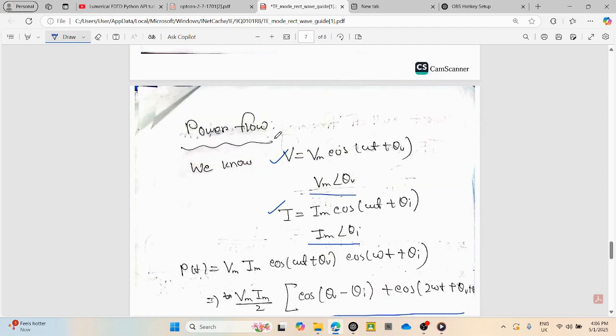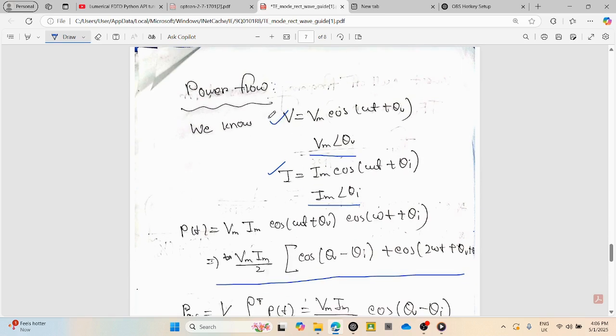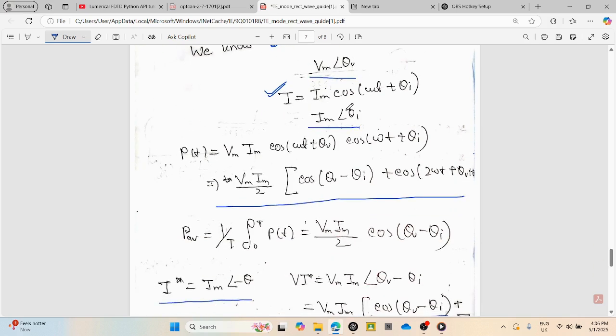The generalized idea for power flow analysis in a transmission line was that we calculated the voltage and the current first. The voltage equation was given as v equals Vm cos(omega t plus theta V). In phasor form, it can be written as Vm angle theta V, and the current equation was Im cos(omega t plus theta I), and in phasor form it was written as Im angle theta I. And we know the power equation is p equals v i, and we plug in the values of v and i here, and we get Vm Im cos(omega t plus theta V) times cos(omega t plus theta I).